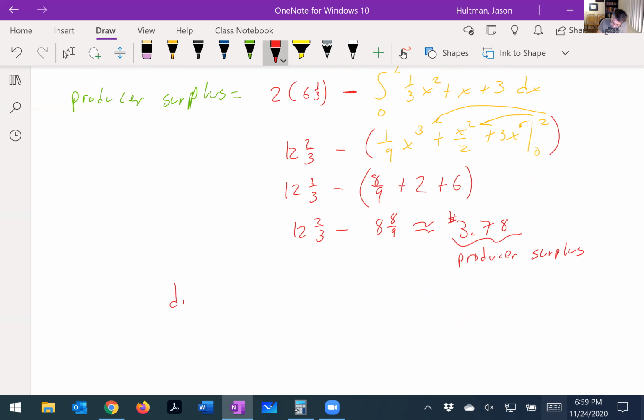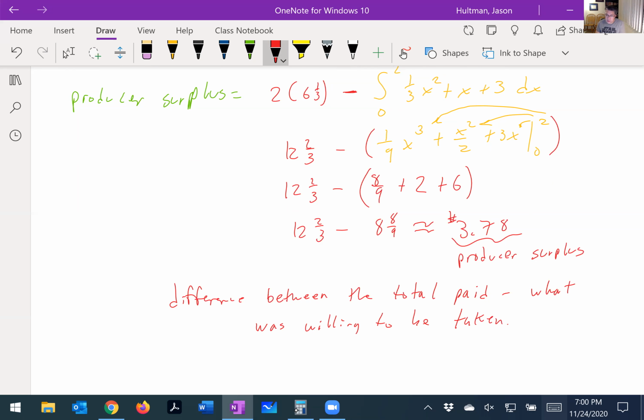Okay, the difference between the price, the total paid, minus what was willing to be, what was willing to be taken. Okay, what was willing to be taken?